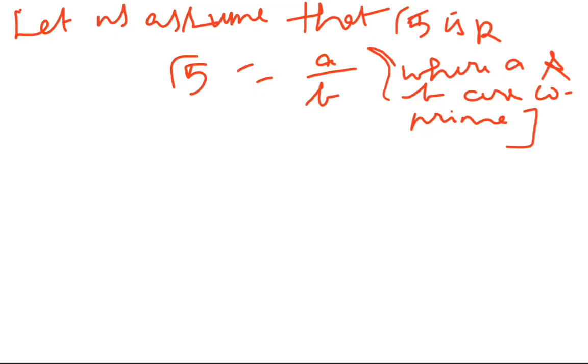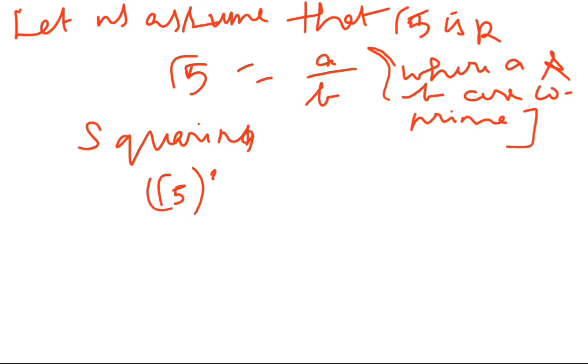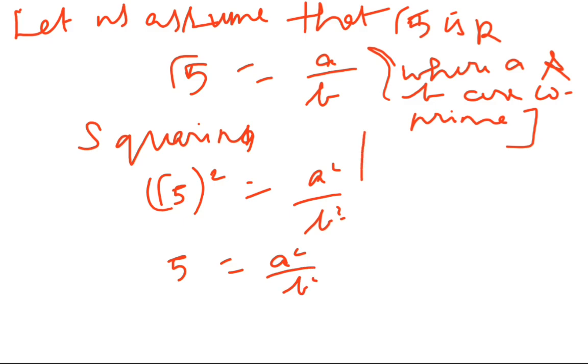Now we are squaring the first equation. Squaring LHS and RHS. That is root 5 whole square is equal to a square by b square. What is root 5 square? That is 5. So 5 is equal to a square by b square. Now we are taking b square to the LHS side. I'm changing the color. So 5b square is equal to a square.